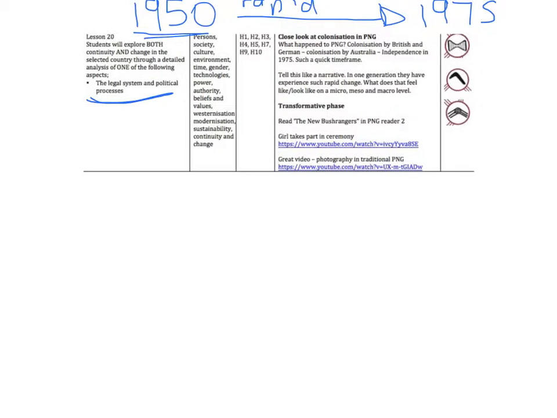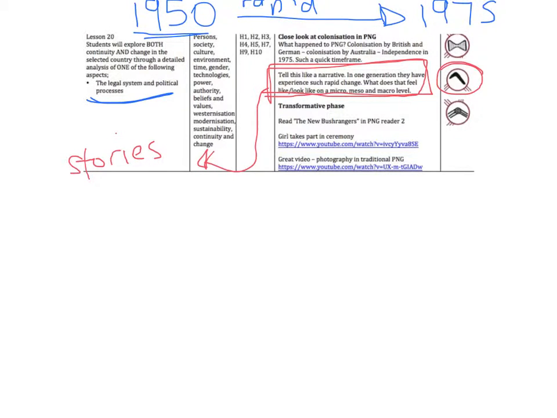So what we'll do is tell this like a narrative, story sharing. In one generation, we've experienced such rapid change. What does that feel like and look like on a micro, meso, and macro level? So we're going to extrapolate from there and bring out some stories from the videos and things that we've been watching in class, or just stories, narratives that students make up about how such rapid change would feel for people on each of those levels across time. So in terms of doing a creative task, that's our non-linear approach there.